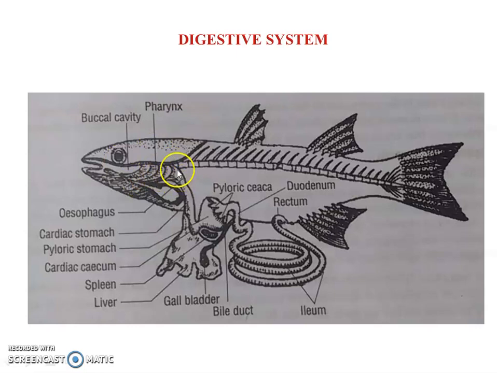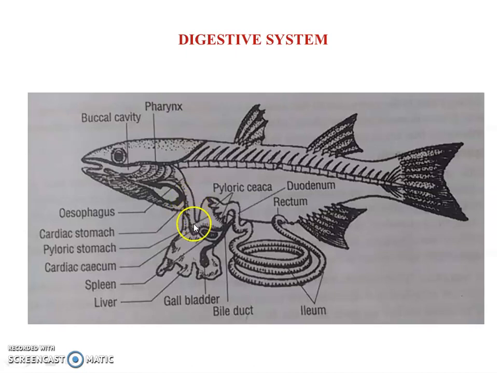Okay, the esophagus is a very narrow tube extending between the pharynx and the stomach. It doesn't have much of a role because it is very short and narrow. The opening of the esophagus to the stomach is guarded by an esophageal valve, which prevents the regurgitation of food from the stomach. So once the food reaches the stomach, it never returns back into the esophagus because of the presence of the esophageal valve.